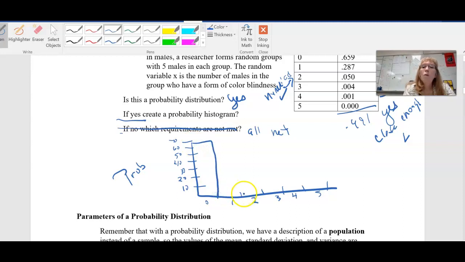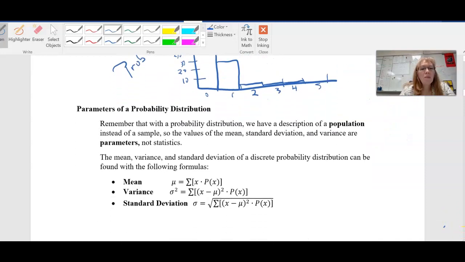65.9%. 1 was 0.287, so almost 30%. 2 was 0.05. So 0.05, not even 1%. So we are like way down here. That's probably even too high. 4 is 0.004, so really, really small. 4 is even smaller than this, and 5 is non-existent. I hope you did well on your histogram.